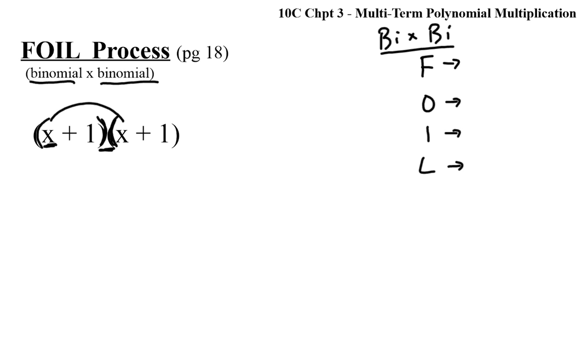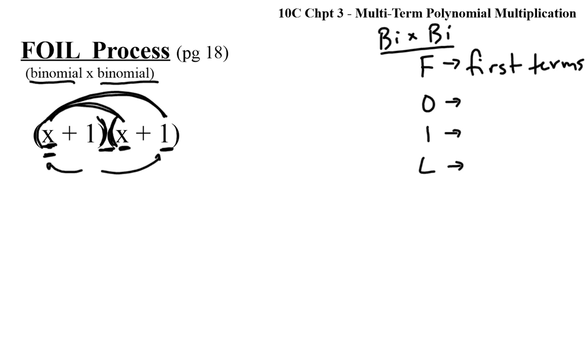First terms, this is what we multiplied previously, the x times the x. The first terms from each binomial. Then we multiplied x by 1. That x has to distribute to 2 terms. Well, these, if we look, are the outside terms in these binomials. So the O is the outer terms in the binomials.